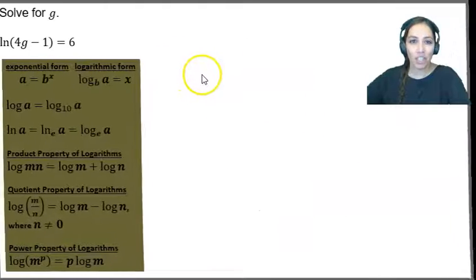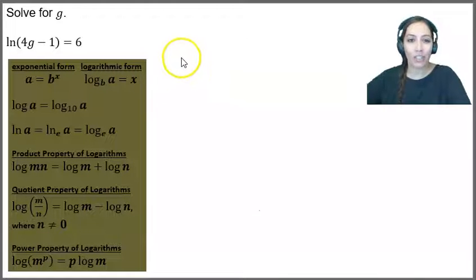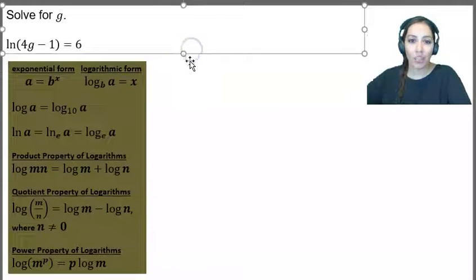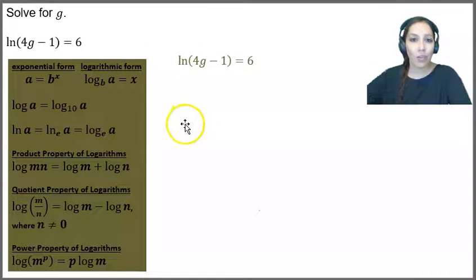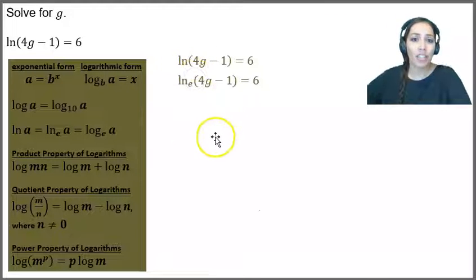Now that I have Chloe's cheat sheet notes, we can go ahead and solve for g. So the first thing I did is I just wrote the problem. I have natural log of the quantity 4g minus 1 equal to 6. Now, there is a base here. We don't write it, but there actually is an e. When we're dealing with natural logs, we don't write the base when it's e. When we're dealing with logs, we don't write the base when it's 10.